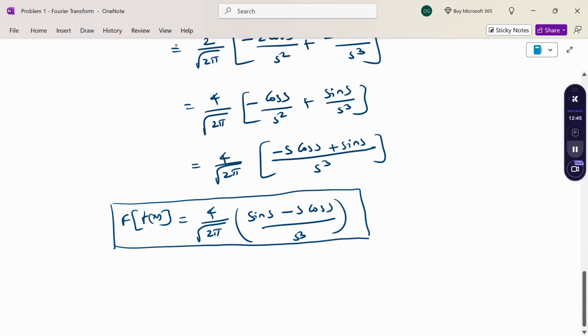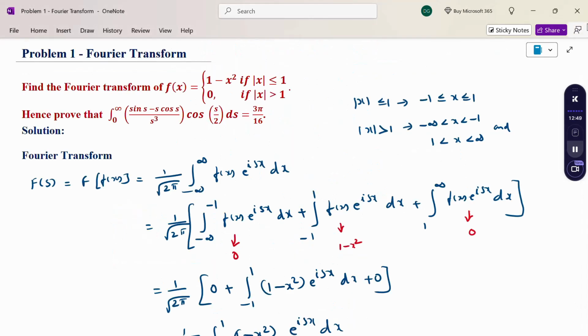But the question is, look at the problem, some integration of sin s minus s cos s by s cube, cos s by 2 ds equals 3 pi by 16. So look at this function. In this function, once we have applied the Fourier transform result, there is again an integration. If it says hence prove that, and the integration is involved, then there are two possibilities.